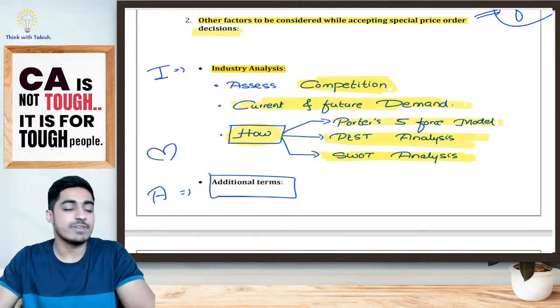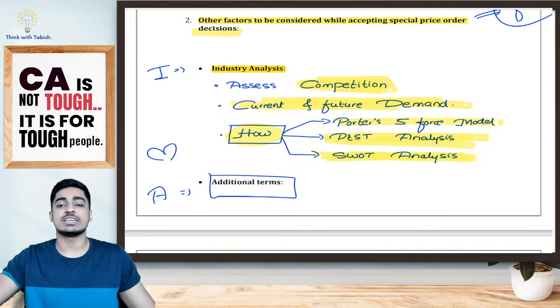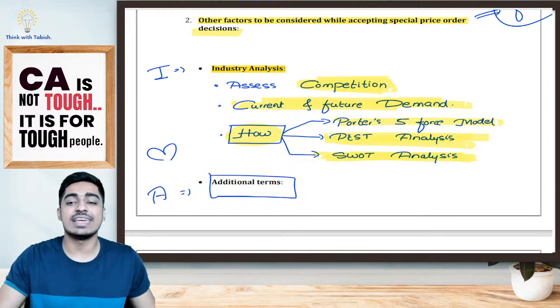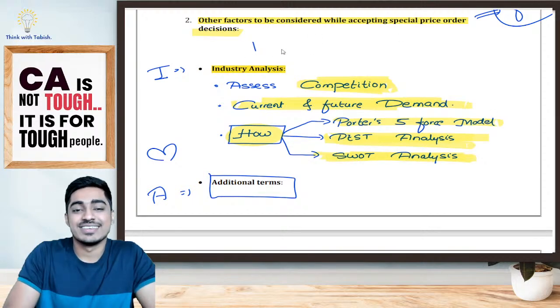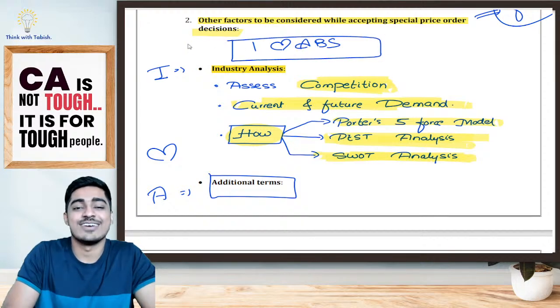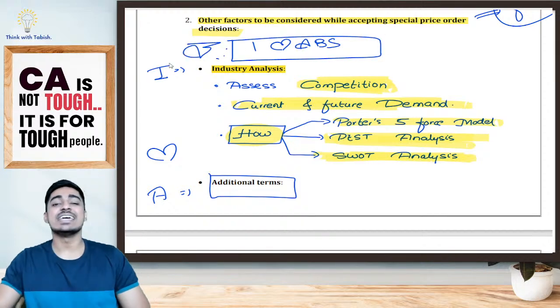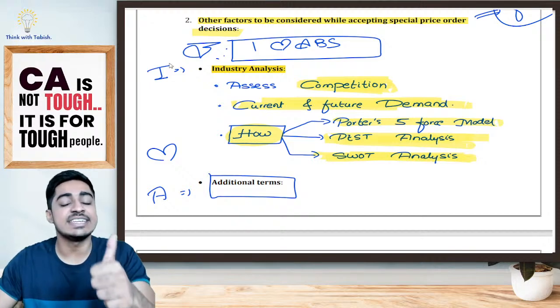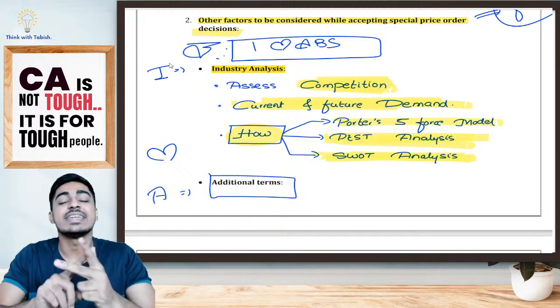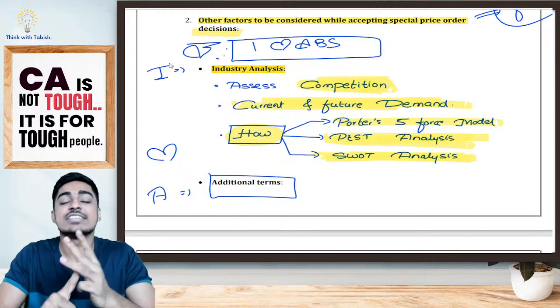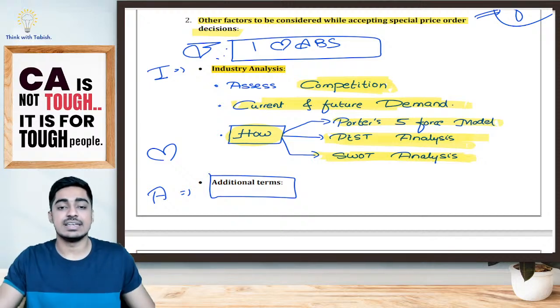What are the non-financial factors, students? Tell me the non-financial factors. What is the mnemonic? Yes, I love ABS. What do we love? I love ABS. So we all love abs, but none of us have abs. Yes, I love ABS. I is industry analysis. A is the additional terms. B is the buyer creditworthiness. And S is the statutory compliance. Is it clear, students?